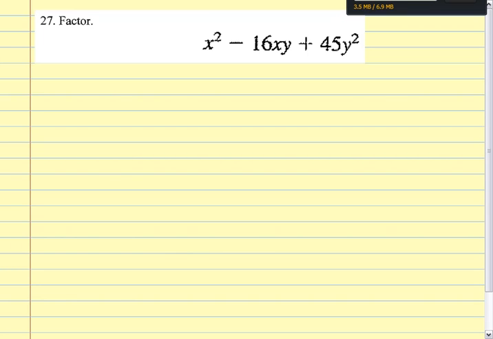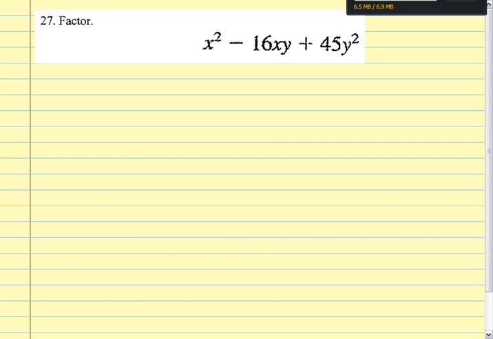Okay, Jordan, number 27 says factor. Is there anything that goes into all of these terms? Because that's the first thing I'm always looking for. Is there any reason why I would want to pull one out? Is it going to change anything? Okay, so nothing can be pulled out. Okay? How many terms are there?